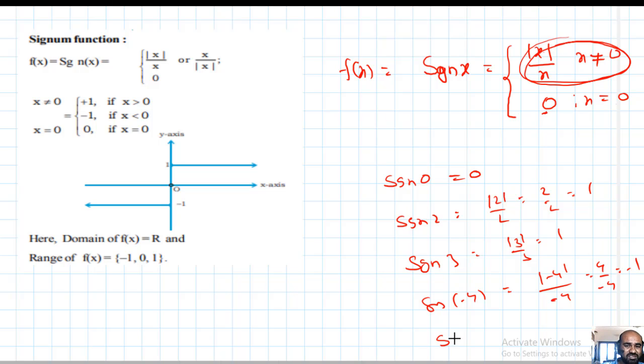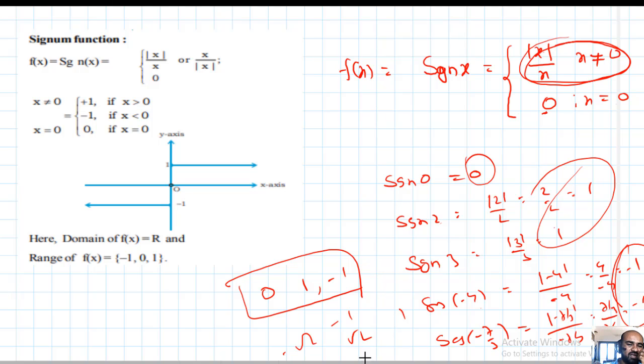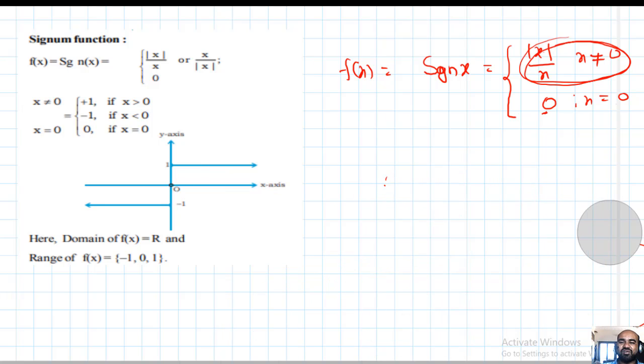What is the signum of minus 7 by 3? According to the definition, you can write mod of minus 7 by 3, which is plus 7 by 3, divided by minus 7 by 3. That is equal to minus 1. Sometimes you get 1, sometimes minus 1, sometimes 0. Only 0, 1 and minus 1 are the outputs. Observe clearly: 2 gives 1, 3 gives 1, minus 4 gives minus 1, minus 7 by 3 gives minus 1, root 2 gives 1, minus root 2 gives minus 1. Understood? So this is the definition of the signum function, an important but difficult function.